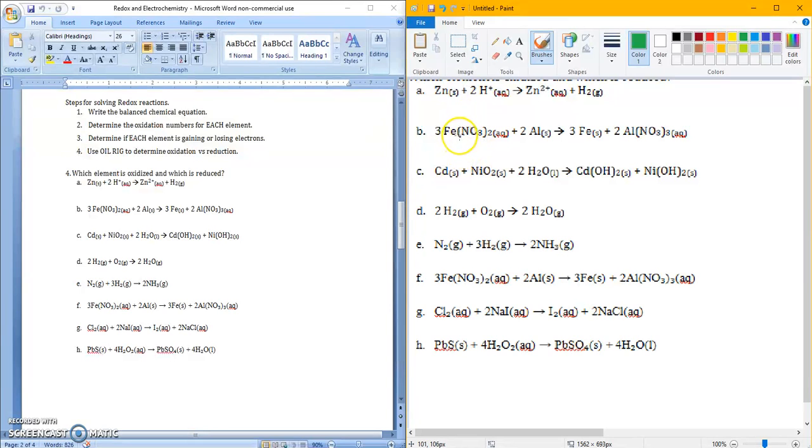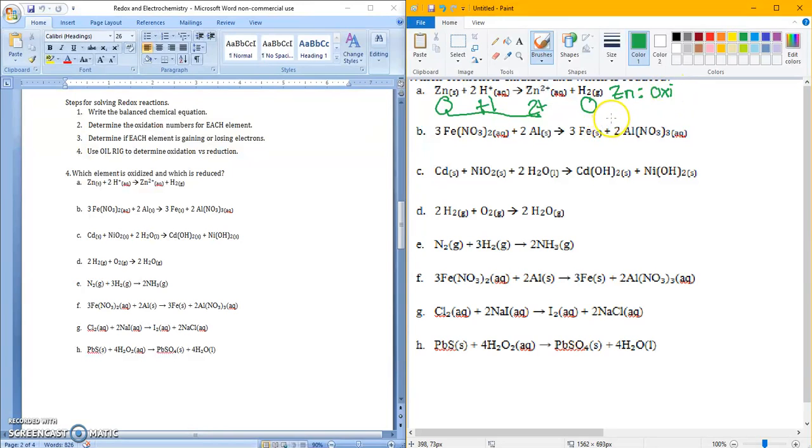So in order to know that, I need to know where the electrons are going. So my first step is to write the oxidation numbers for each of my reactants and my products. So let's start off with A. Zinc is in its standard state, so he is 0. H plus has a 1 plus charge. Zinc is 2 plus. And hydrogen is in its standard state, so it is 0. So then I compare. Zinc is going from a 0 to a 2 plus. That means that zinc has lost electrons and become positive, so he's being oxidized.